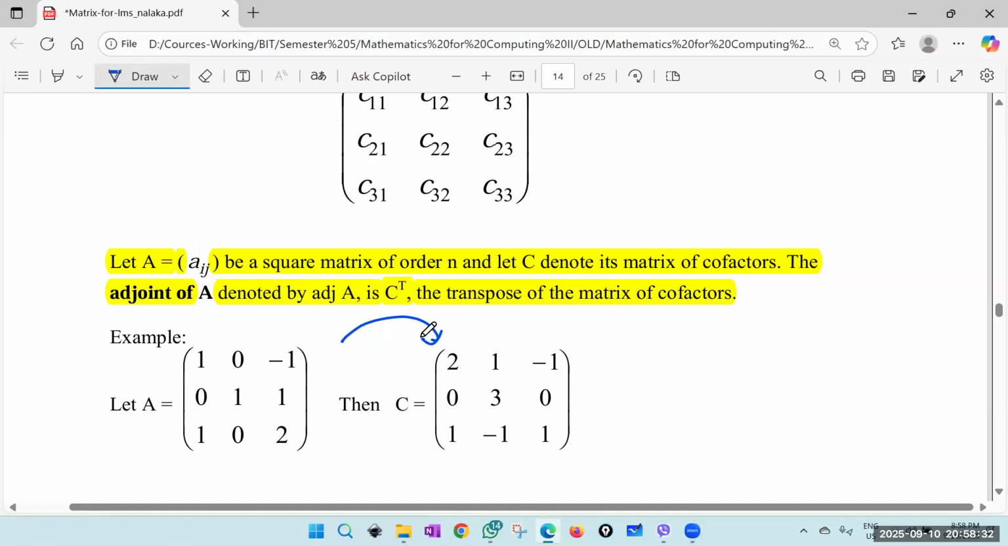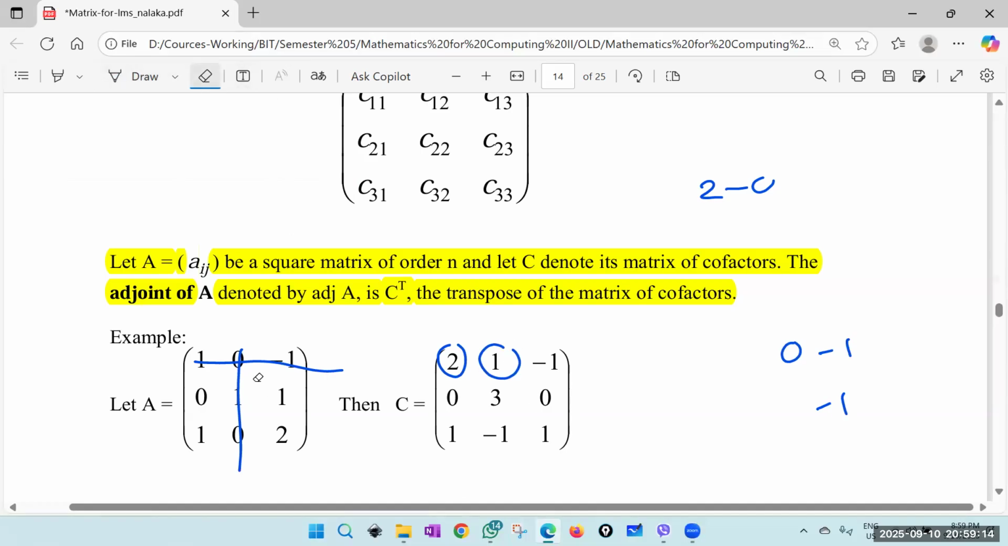Okay, so let's do it. So first one, you shade this. 2 into 1 is 2 minus 0. 2 minus 0 is 2. And this is 1, 1. 1 plus 1 is 2. 2 is even. Therefore, you just write 2 as it is. Okay. Right. Next one, you shade this. 0 into 2 is 0. 0 minus 1 is minus 1. But this is 1, 2. 1 plus 2 is 3. 3 is odd. Minus 1 into minus 1 is plus 1.